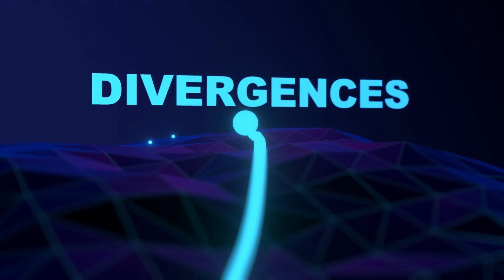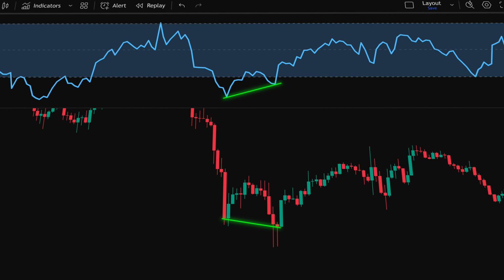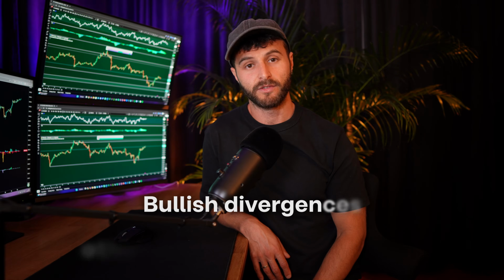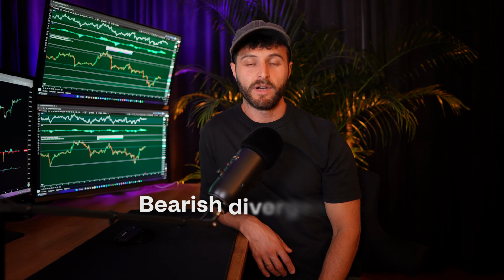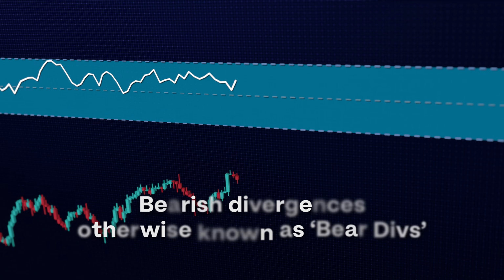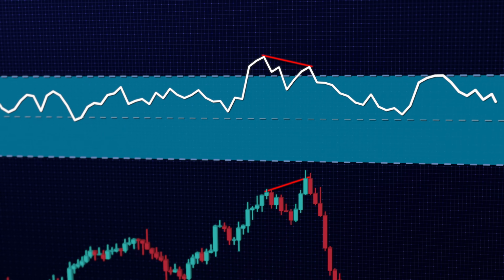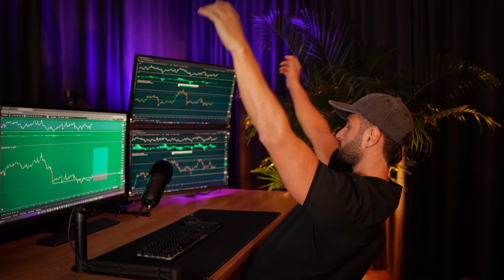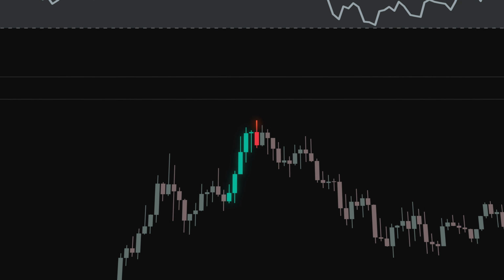Okay, so well done for making it this far. I've saved the best till last. Absolute reversal powerhouses, divergences. In simple terms, divergences are when price moves in the opposite direction of the RSI. Bullish divergences, otherwise known as bull divs, are when price makes a lower low, whilst the RSI makes a higher low. Bearish divergences, otherwise known as bear divs, are when price makes a higher high, whilst the RSI makes a lower high. After this occurs, you're looking to execute the div by waiting for the confirmation candle, which is the first candle that forms in the opposing color to the previous candles.